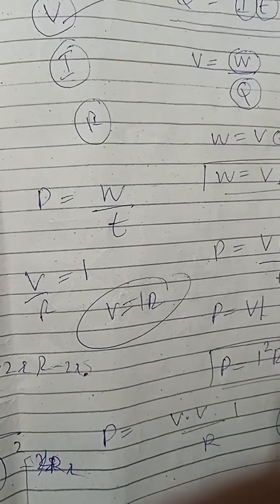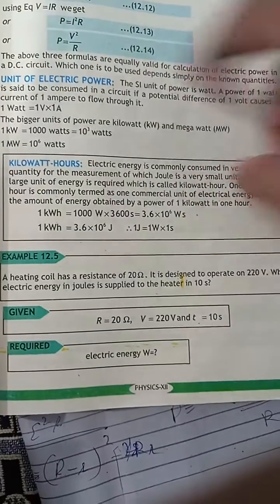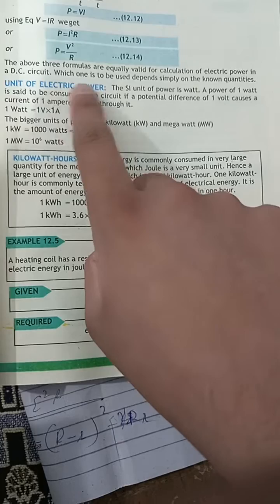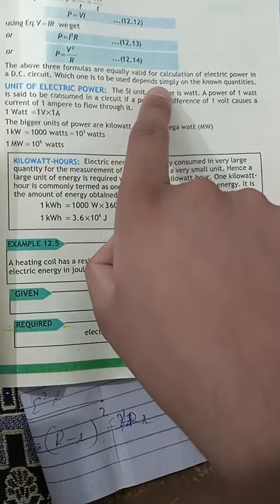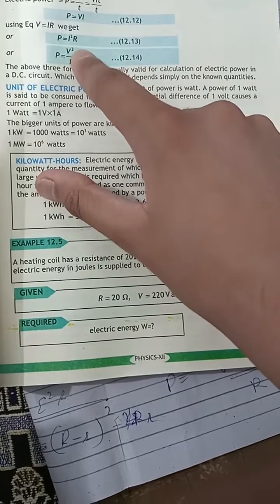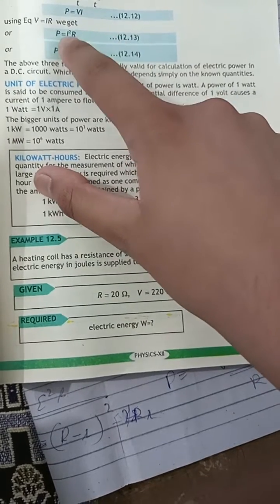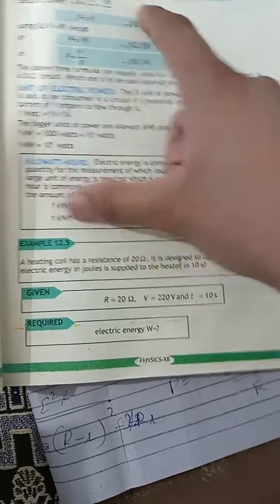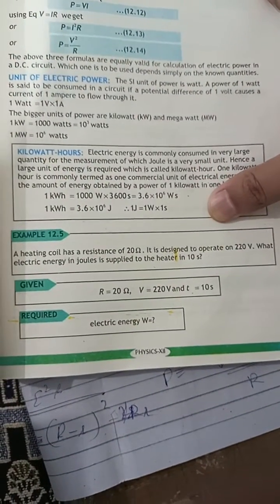There is one more thing we're going to talk about here. The above three formulas are equally valid for calculation of electric power in DC circuits. Which one is to be used depends simply on the known quantities. If you have V and R, we use V squared by R. If you have only I and R, we use I squared R. If you have V and I, you use V I. So there are three formulas for electric power calculation.